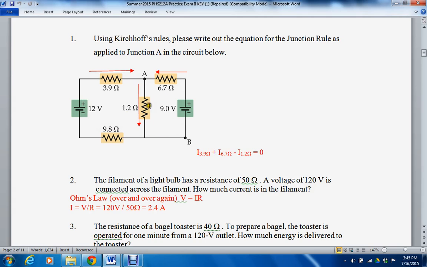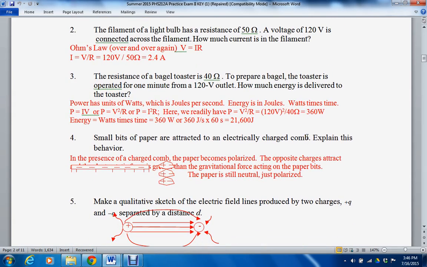We could also do a loop on this side, or we could do a loop around the whole outer edge. We have 3 loops available here. I think we only have 2 unique junctions, so we'd have junction A or junction B. Whether we label junction B here or here wouldn't matter. It's the same current going into and out of that point. So that's the case.